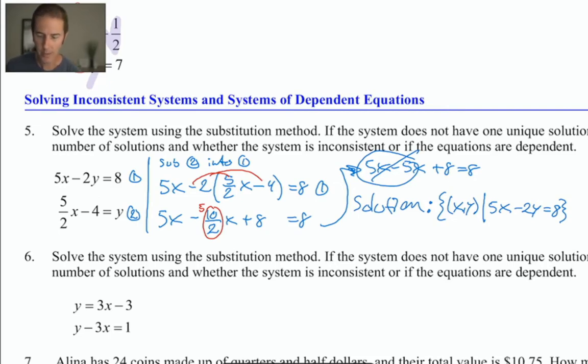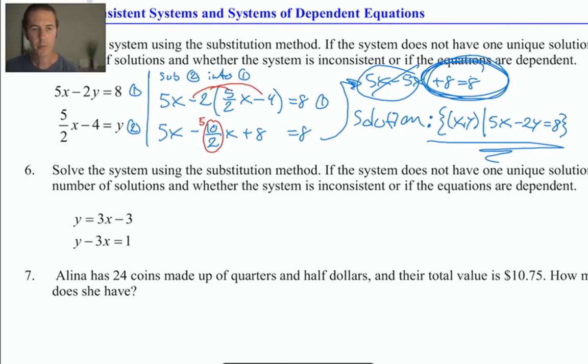So when you end up with something like 8 equals 8, or 0 equals 0, or 5x equals 5x, that's an indicator to you that there are infinitely many solutions. And then you just need to see, based on the question and how the question is phrased, how they want the final answer presented.